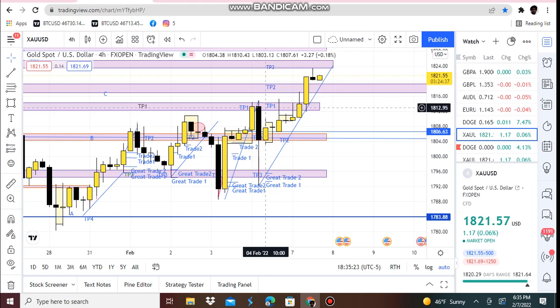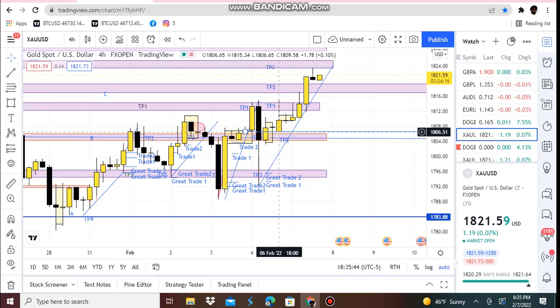After going to take profit 1, we see a bearish engulfing pattern from take profit 1 all the way down to take profit 3. So we just wait for price to make structure, make a higher low, wait for price to make a dip, and then what? Boom, price makes a higher high from take profit 3 to great trade 1 and great trade 2 as buyers push price all the way back up.